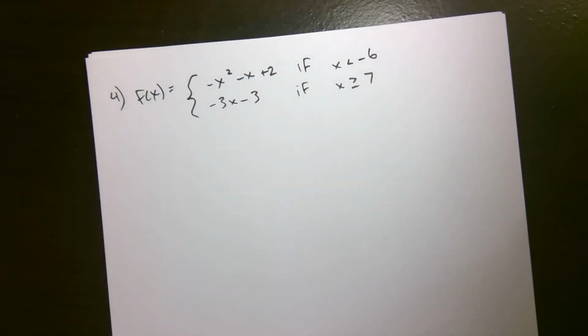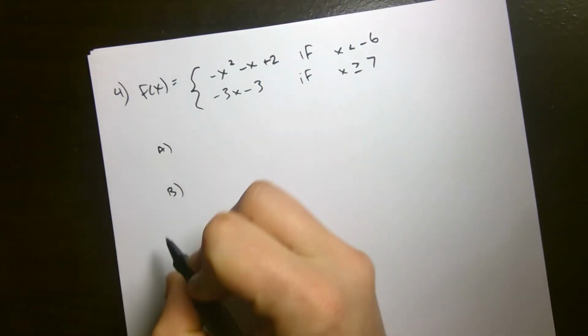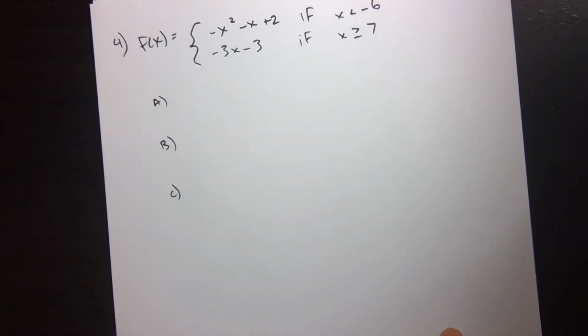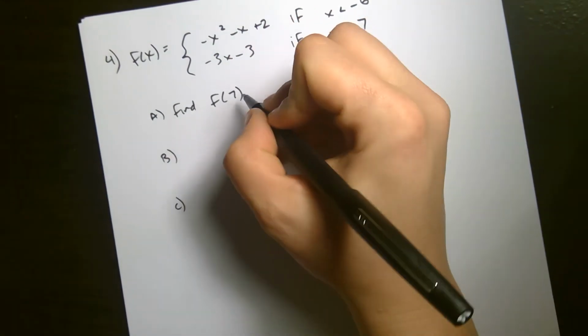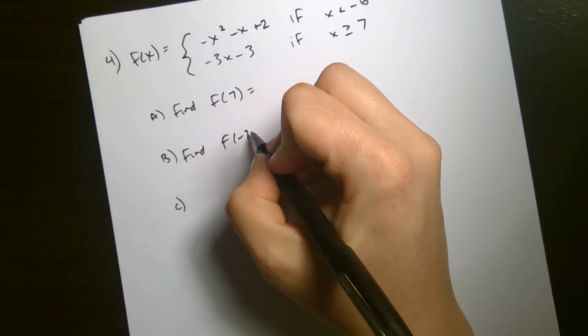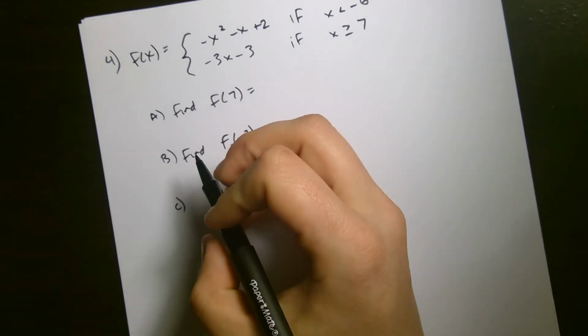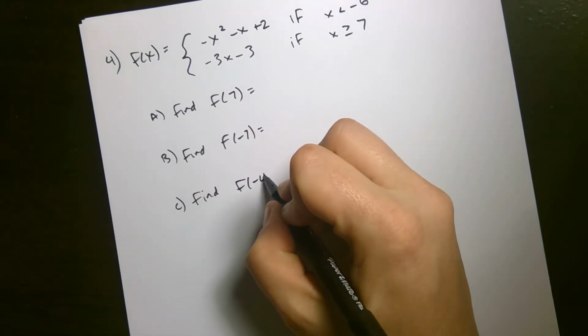And so I mentioned earlier that we're not going to graph this. And so what's going to happen is we're going to have an A, a B, and a C part of this question. Part A is going to ask you to find f of 7. And part B is going to ask you to find f of negative 7. And then lastly, part C is going to ask you to find f of negative 4.